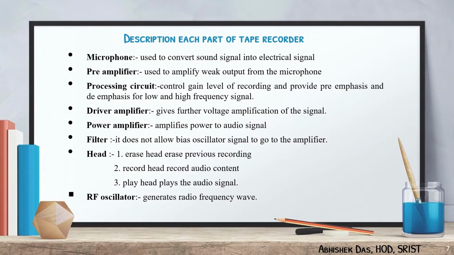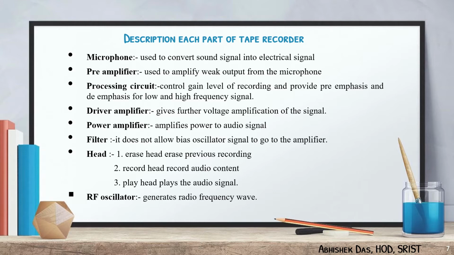In this slide, we are going to discuss the different parts of the tape recorder. The different parts are the microphone, which is used to convert sound pressure into the equivalent electrical signal. Next one is the preamplifier. It amplifies the weak output of the microphone. Normally, its noise level is low. Next one is the processing circuit. This circuit in the tape system controls the gain level of the recording and also provides pre-emphasis and de-emphasis for low and high frequency signals. Next one is the driver amplifier.